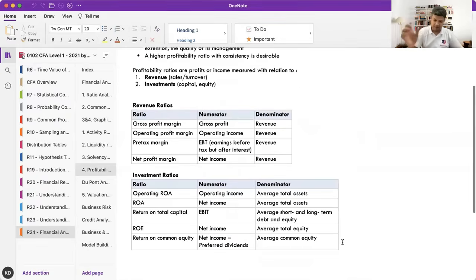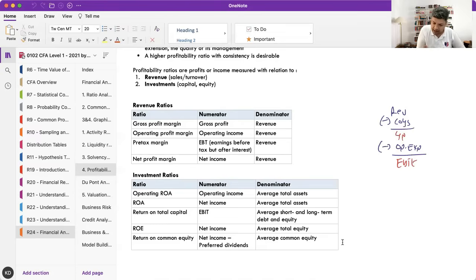Everyone, how do you calculate the income statement? The first thing, revenue minus cost of goods sold. Then you have gross profit, correct? Minus operating expenses. Then you have operating profit, which is EBIT, correct? Then you subtract interest. Then you have earnings before tax.